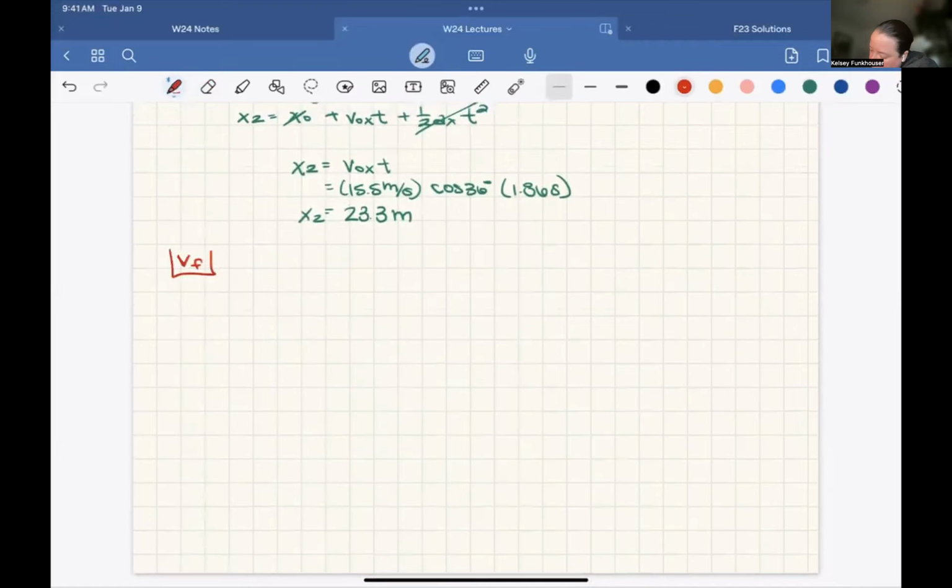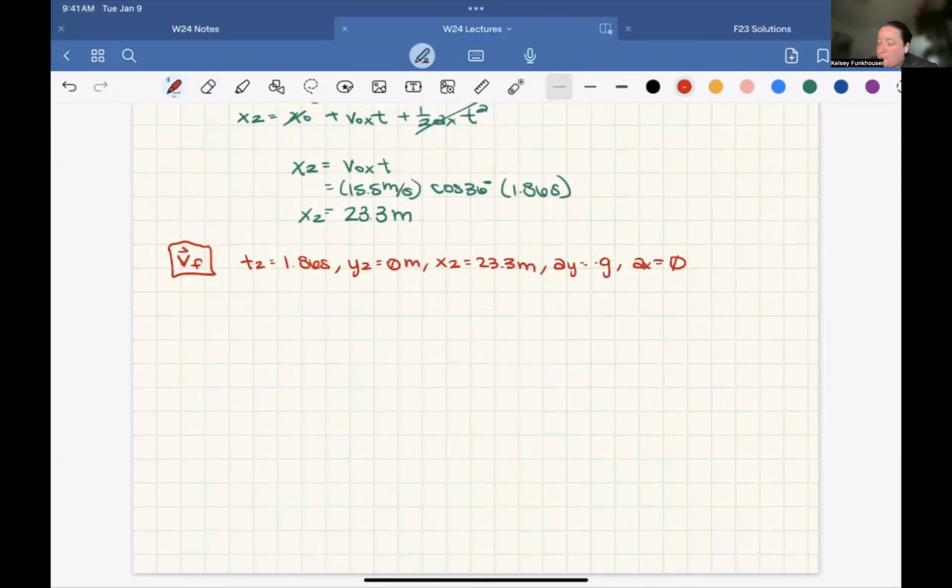Okay, now the final velocity. I'm going to give that a vector hat because we're finding it in both directions. At this point, we have the time of 1.86 seconds. Our y position is 0. Our x position we just found is 23.3. What else do we know? Acceleration in y is still negative g. Acceleration in x is still 0. And we know x and y based on the initial x velocity.